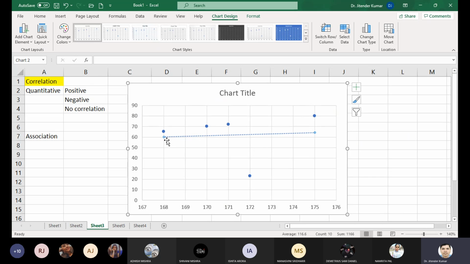So you see, as the height is increasing, weight is also increasing. Okay, so from this scatter plot we can get some idea, but whether this correlation is significant or not, or whether there is actually some relationship, you cannot find out from this scatter plot. So a scatter plot will give you some idea whether there is any correlation existing or not. Okay.